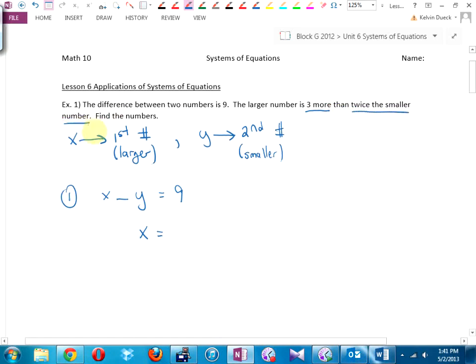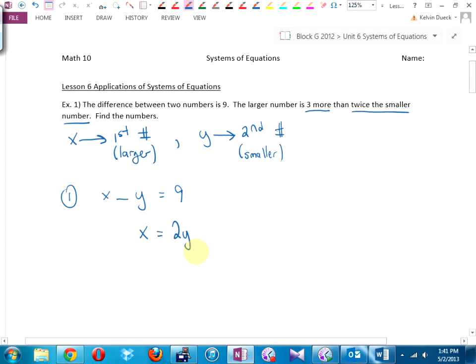Read that second phrase that I underlined. Twice the smaller number. How would I write twice the smaller number? What times 2? What did we say the smaller number was? Well, what did we say the smaller number was? Because I asked you. Say y. Twice the smaller number: 2y. Back one more phrase.